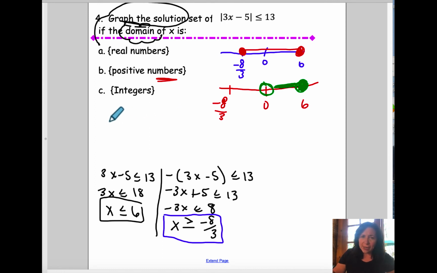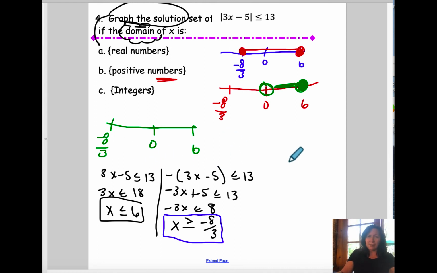And the last one is integers. If I were graphing this, we've got 0, 6, and then again, negative 8/3. Now you ask yourself, what is negative 8/3? 3 goes into 8 how many times? 3 times 2 is 6. So that's negative 2 and 2/3. Meaning this value is between negative 3 and negative 2, negative 2 and 2/3. That's where this is right here.